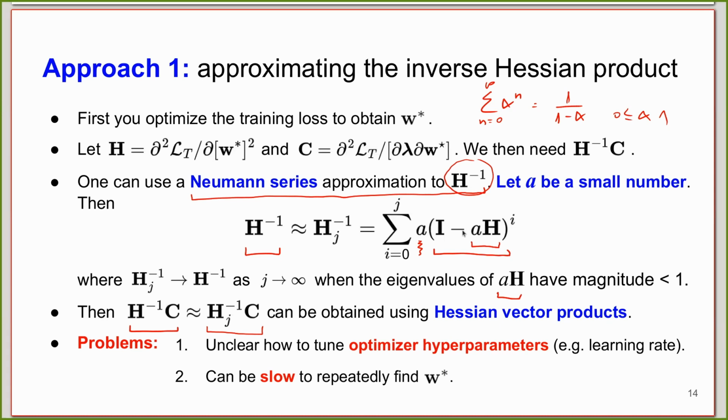Good. There are still some problems here. You can do the inverse Hessian product or approximate it, but you're still running into problems with tuning the optimizer hyperparameters, like learning rates. And then obviously you may have to repeatedly find W star. So every time you want to calculate the hypergradient, you need the W star, and maybe that involves running a whole series of optimization steps. And this could take very long. So you may want to deal with that. We're going to see how you can do that later as well. Maybe you don't really fully optimize to get W star. You only do a few steps of optimization.